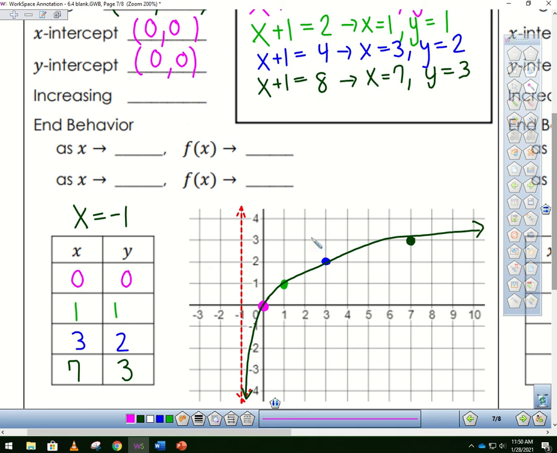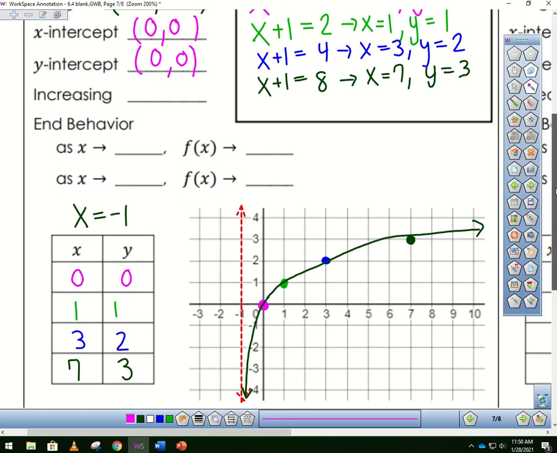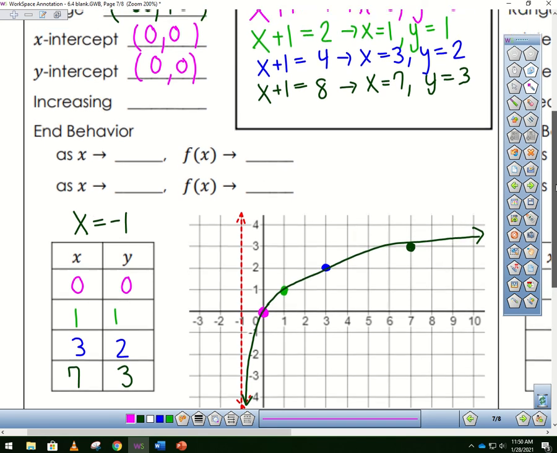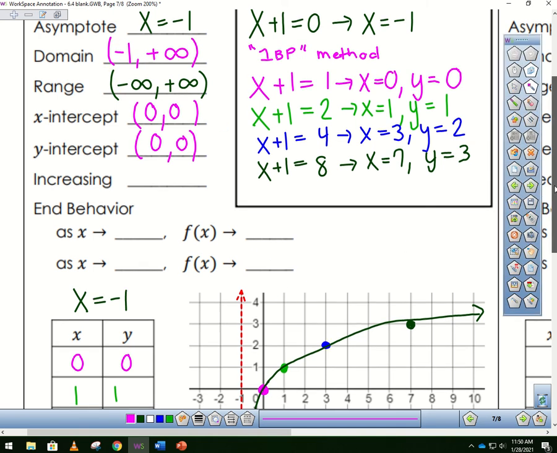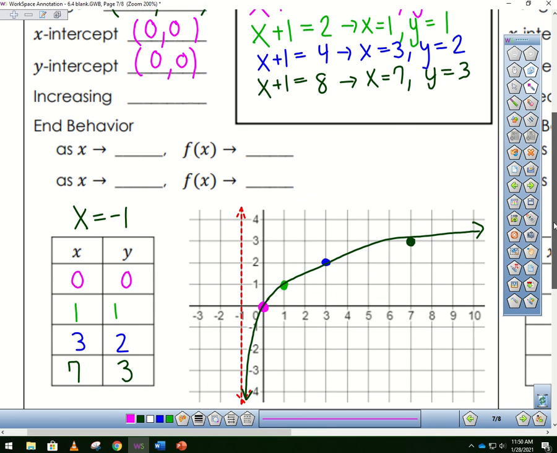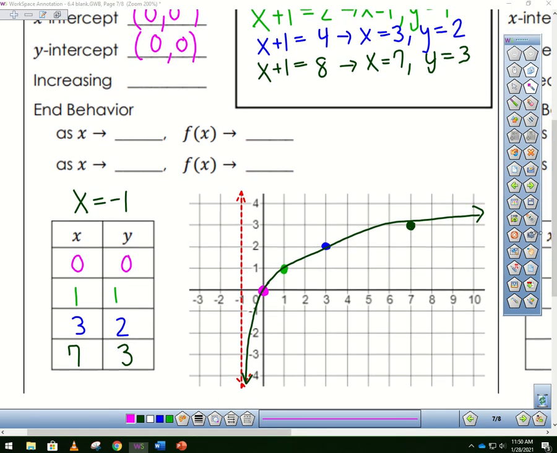Alright. So we also have to find our domain. Domain is all the possible x values my function takes on. And it looks like my graph goes from negative 1 to positive infinity, because it's going to the right over here. And it's stopping at the asymptote. Asymptote endpoint is not included. And now we're going to figure out, where is my graph increasing? Well, it's increasing on its whole domain, from negative 1 to positive infinity.